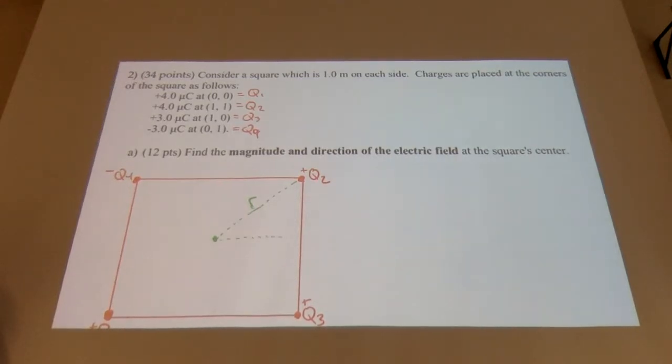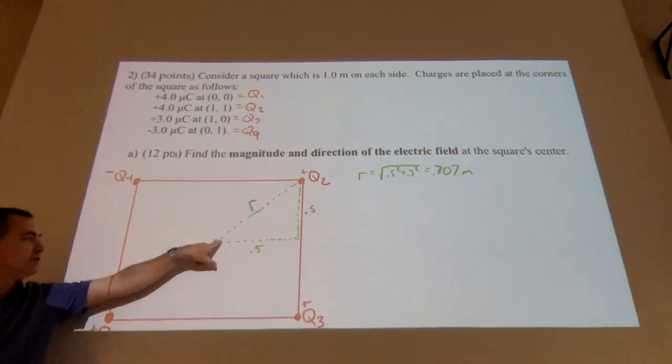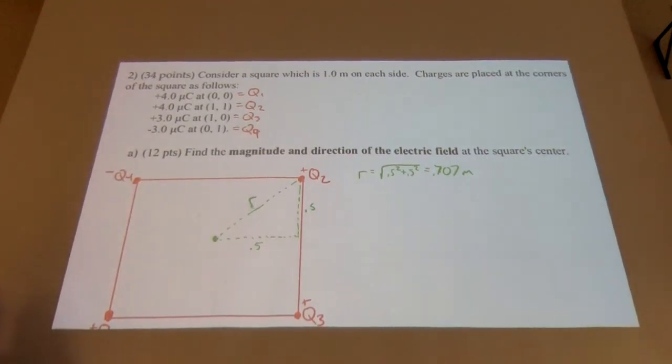So this horizontal line I just drew, how long is it? 0.5. It's half a meter, right? So this is 0.5. This vertical line, how long is it? It's 0.5. So r can be found using the Pythagorean theorem, and we could say that r is the square root of 0.5 squared plus 0.5 squared, which is 0.707, I think is what it was. Yeah, meters. Okay, that's the first step. This point in the middle is 0.707 meters from all four of the corners of the square.